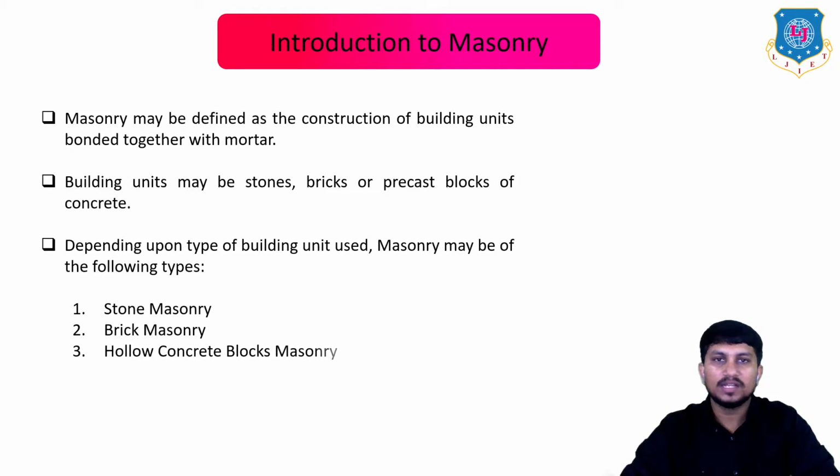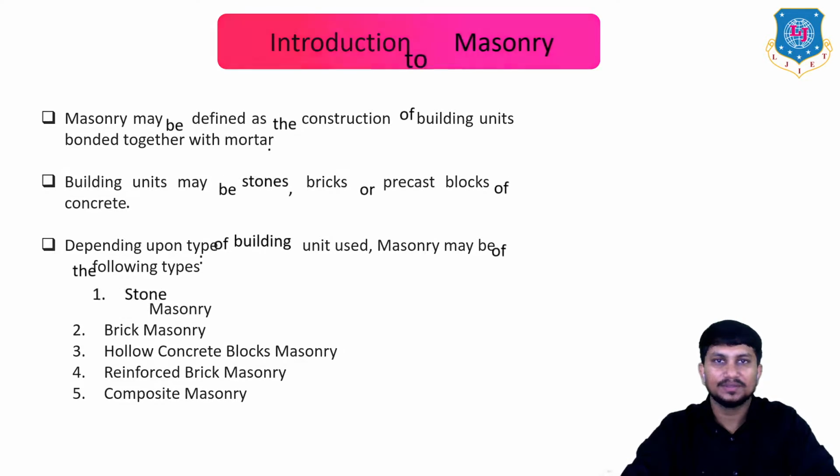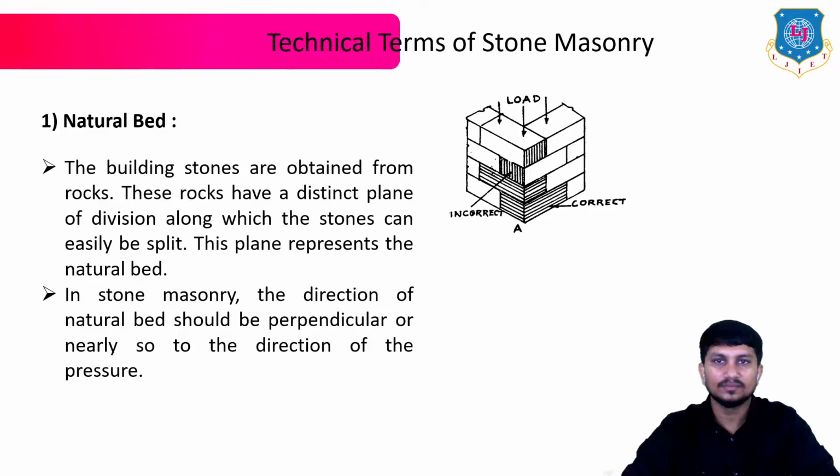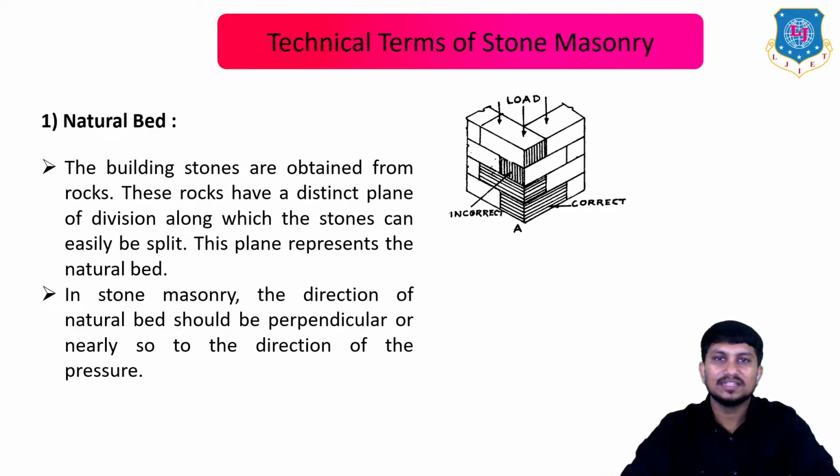Depending upon the type of building unit used in the construction, masonry may be of various types. First is stone masonry, second is brick masonry, then hollow concrete block masonry, reinforced brick masonry, composite masonry, etc. Today we will see stone masonry. First of all, we will see various technical terms of stone masonry, starting with natural bed.